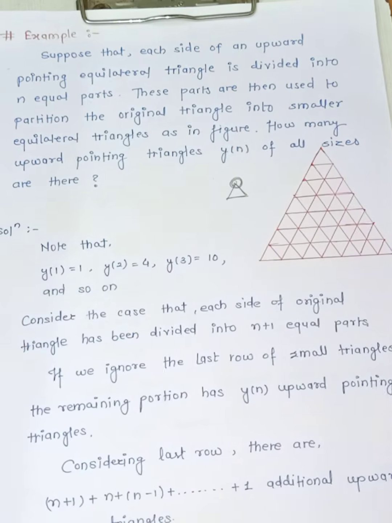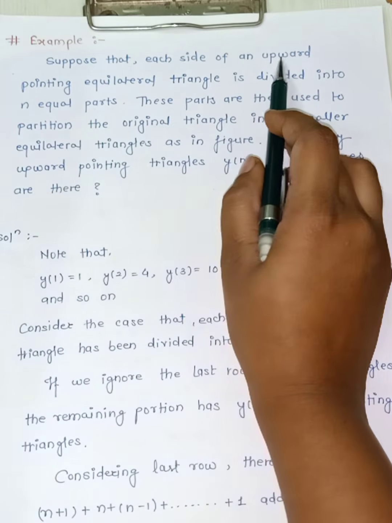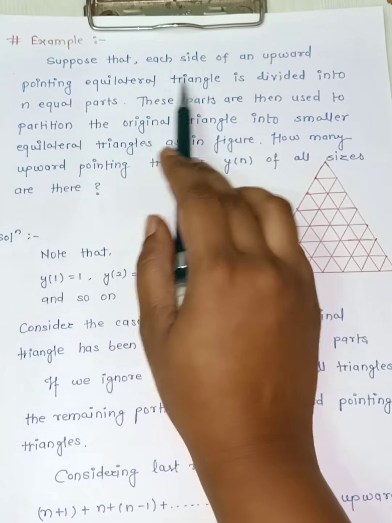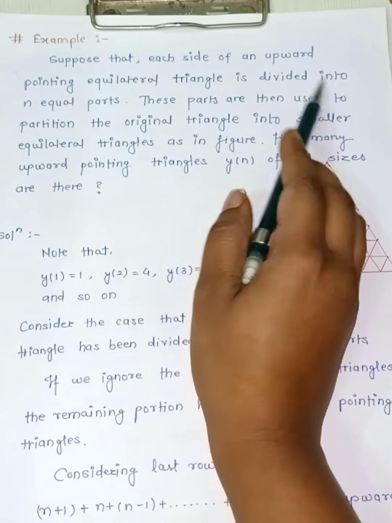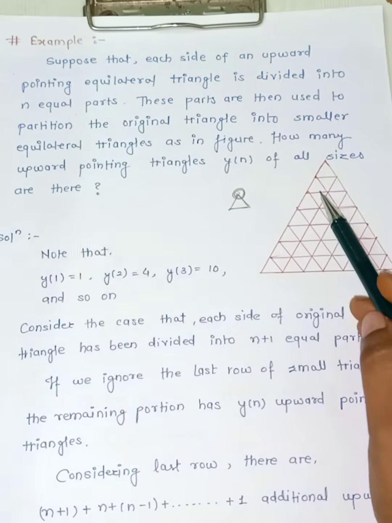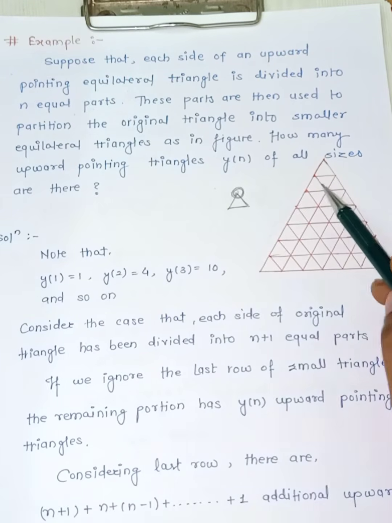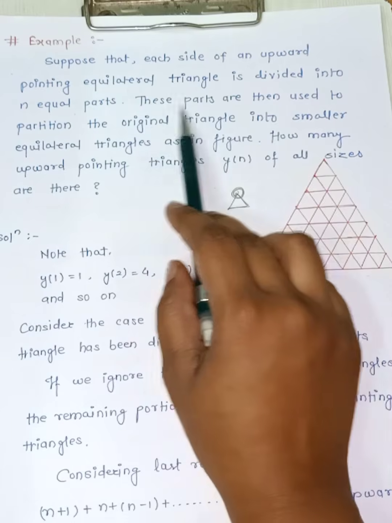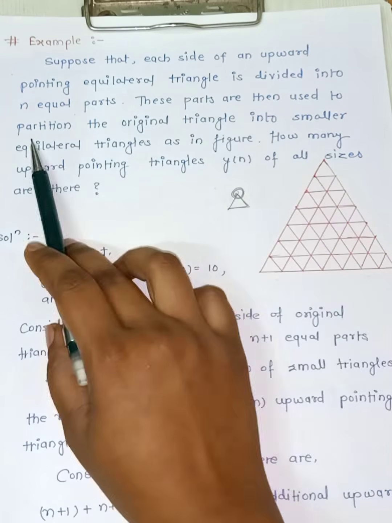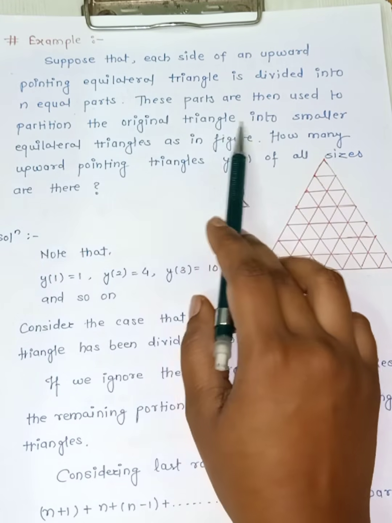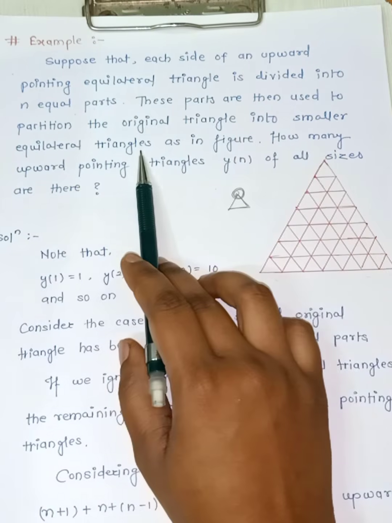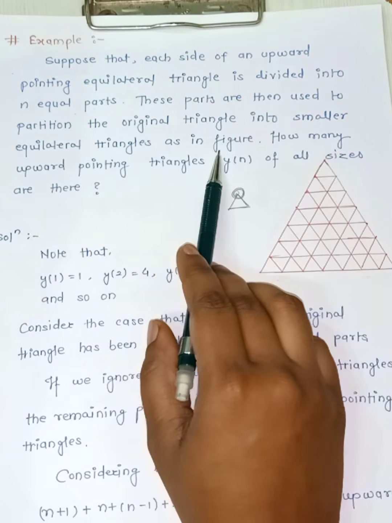So we suppose that each side of an upward pointing equilateral triangle is divided into n equal parts. So each side is divided into n equal parts, and these parts are then used to partition the original triangle into smaller equilateral triangles as in the figure.